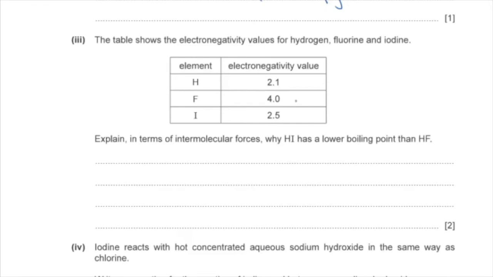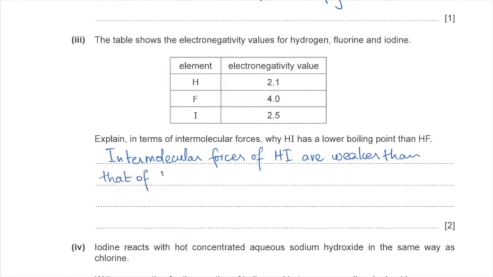Here HF has a difference of 4 minus 2.1, which is 1.9. HI has a difference of just 0.4. Hence, the intermolecular forces present in HI are weaker than that in HF. So we can write that intermolecular forces of HI are weaker than that of HF. And also because HF has permanent dipoles and HI has induced dipoles, which are weak in terms of intermolecular forces.